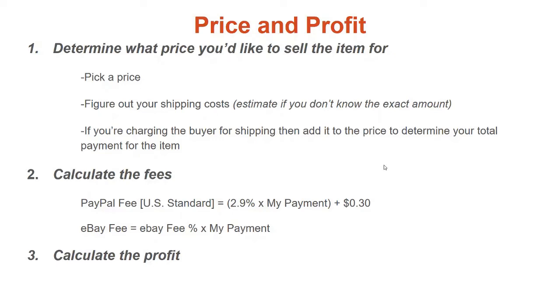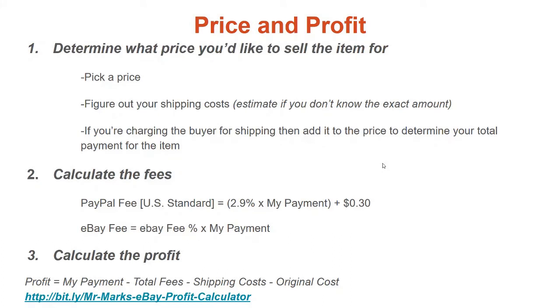And then third, once we have the fees calculated, we can now calculate the profit. And there's a formula we can use. Basically your profit is your net payment. So it's what your original payment is, your total payment, minus your total fees, minus your shipping costs. Again, this means the cost of actually getting the item to your buyer, minus what you originally paid for the item, or what the item originally cost you in the first place. Once you do this calculation, this will determine your profit.